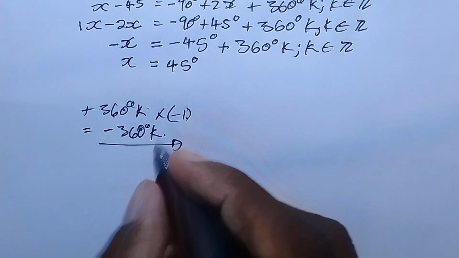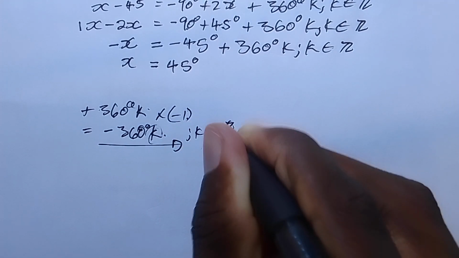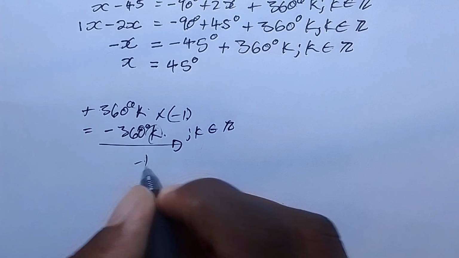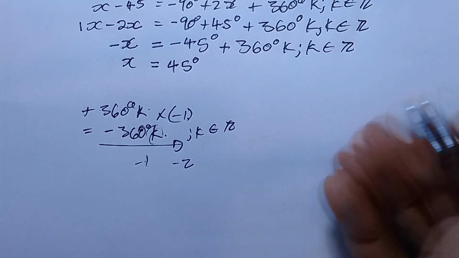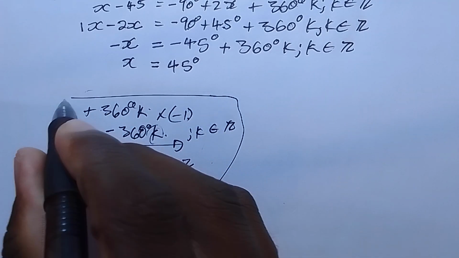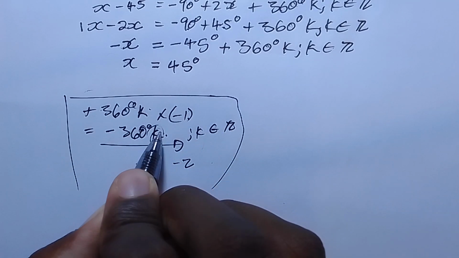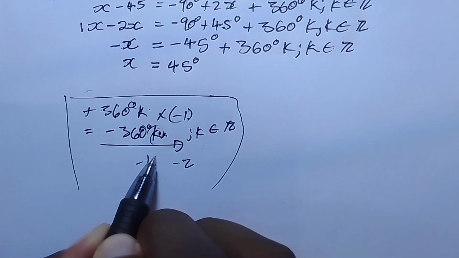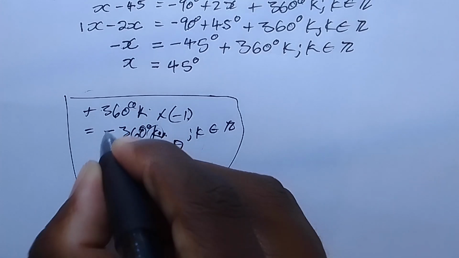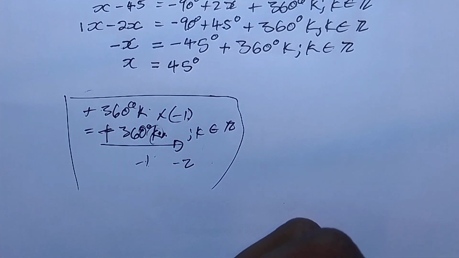However, k is an element of integers, which means k can be negative 1, k can be negative 2, can be negative 3, and so on, and any number can be 5, can be 50, and whatever. Now, we don't care about the value of k. So if k was negative 1, this would be positive, and it wouldn't really make any difference. So I don't know how to explain this.